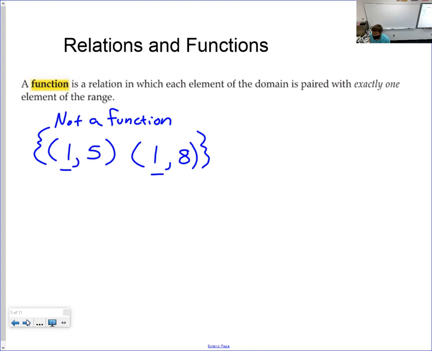So as long as none of the x values are the same, then when we're dealing with a set of points, that's going to be a function. Yep.